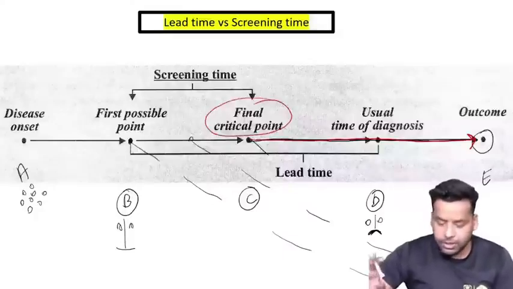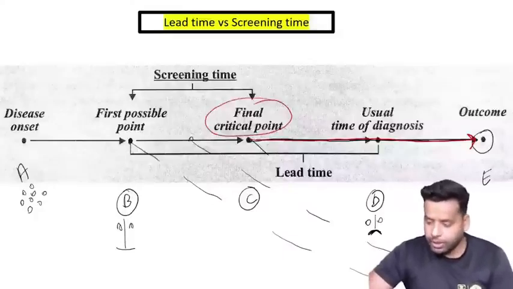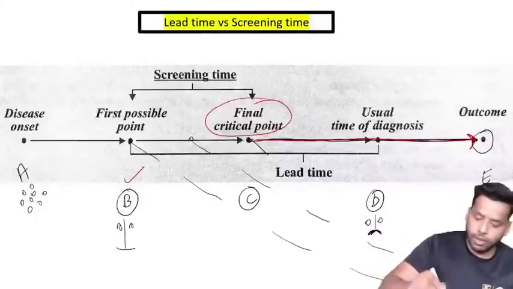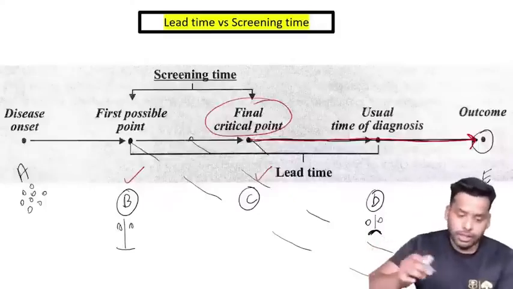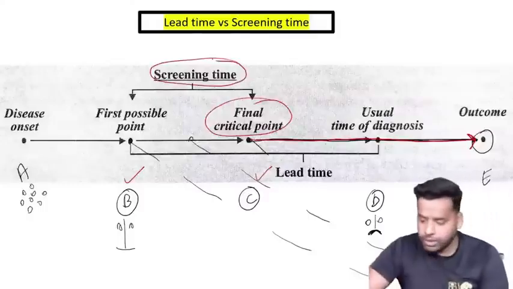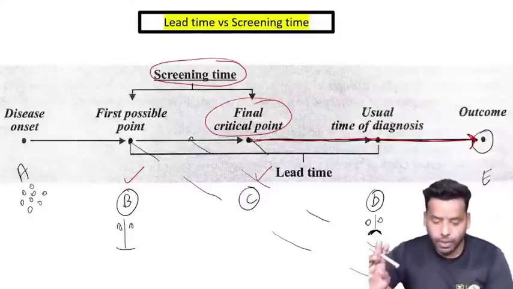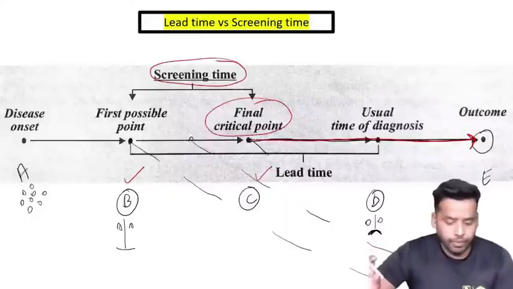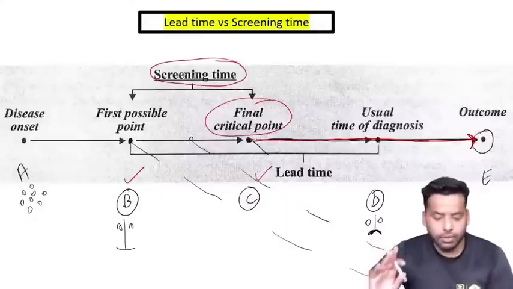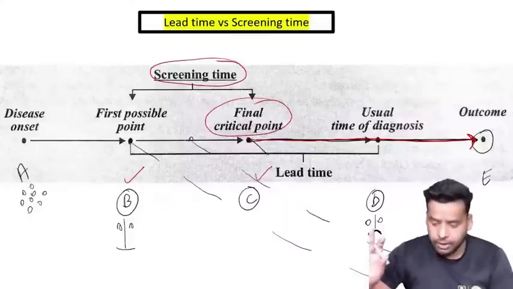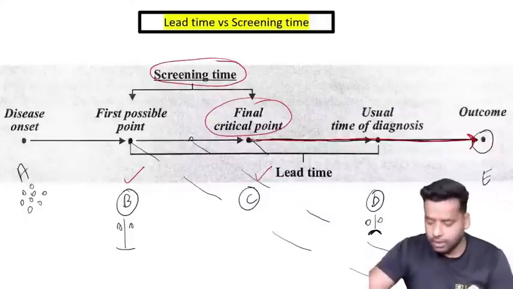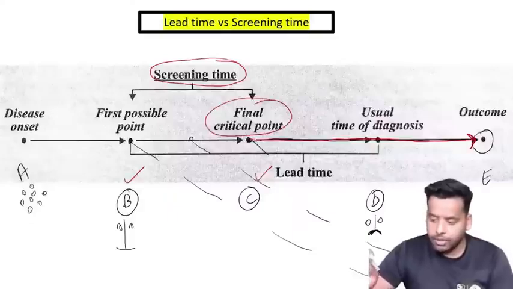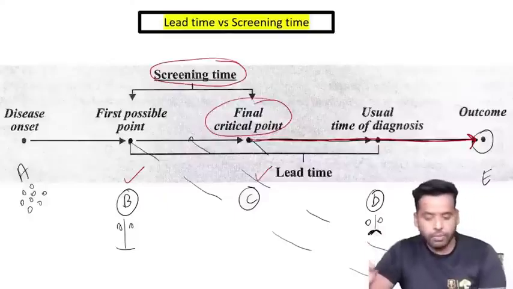What is that point called as? Final critical point. That is why screening has to be done between what alphabets? Answer my question. In order to give advantage for the patient, screening has to be done between what alphabets? Between B and C. Then only there is an advantage for the patient. You can easily change the natural history. So screening time is between B and C.